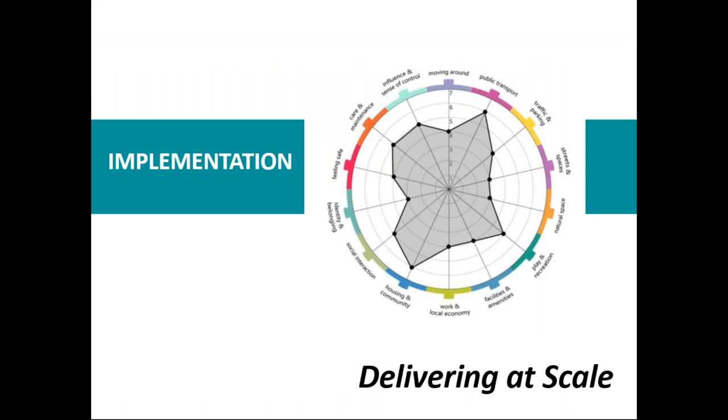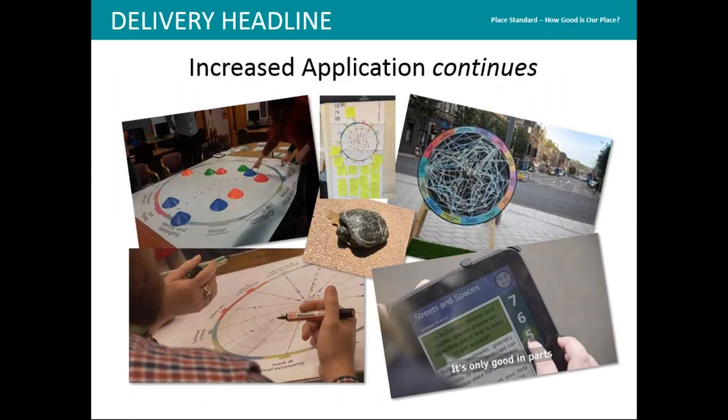So the delivering at scale part, the main challenge of taking this forward, the main message, is that the application just continues to increase all the time. And as you can see in that picture, there's a lot of creative thinking of how to use the tool, from a chalkboard to the large scale sort of Twister pullout. In the top left hand side, that was for primary school children. They developed that and they wanted to use it that way.